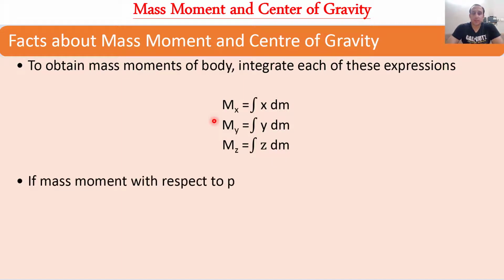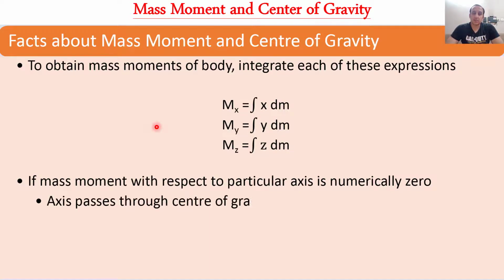If the mass moment with respect to a particular axis is numerically zero, what does it mean? It means the axis passes through the center of gravity of that object. Only then will the mass moment be equal to zero. If the axis of interest passes through the CG, or center of gravity, of an object, its mass moment will be zero. Why? Because there will be no moment arm. We have the force, we have the mass available, but we don't have the moment arm. If there is no moment arm, we will not get any moment.